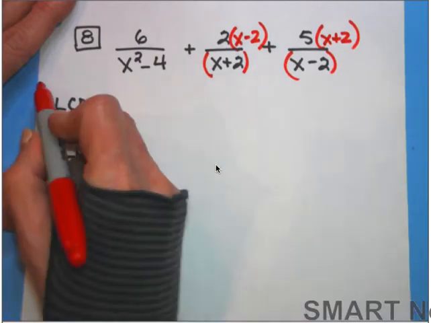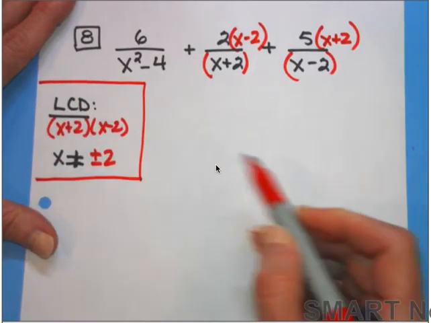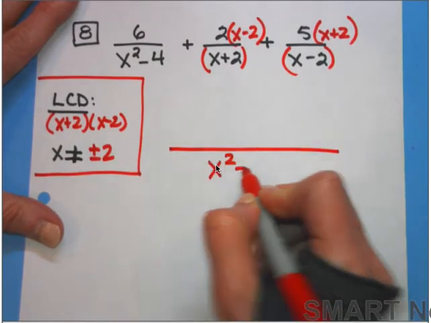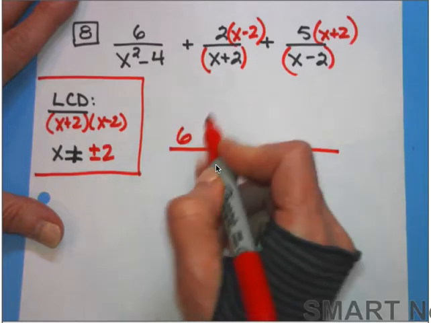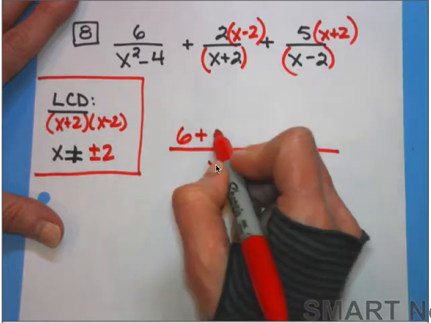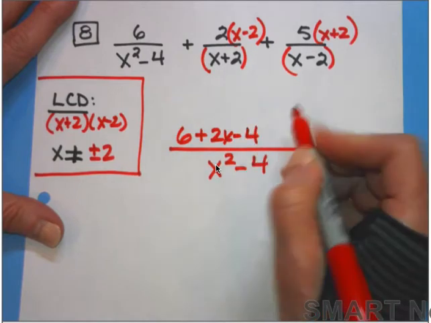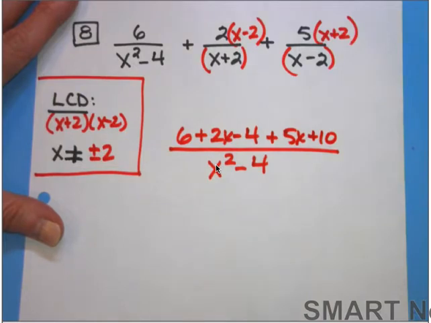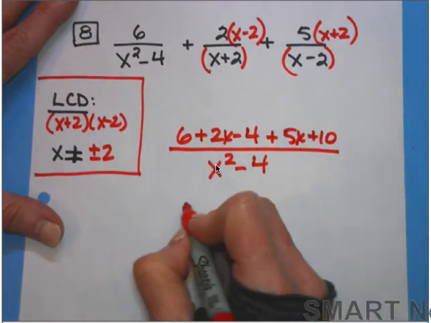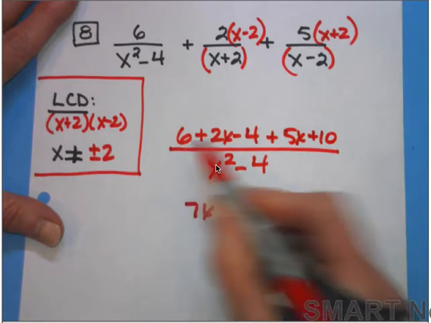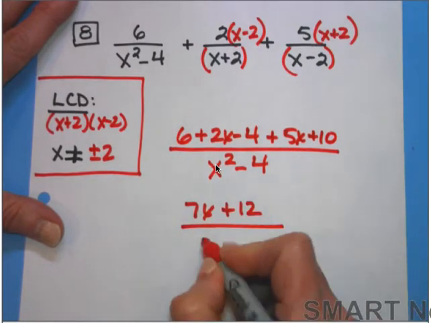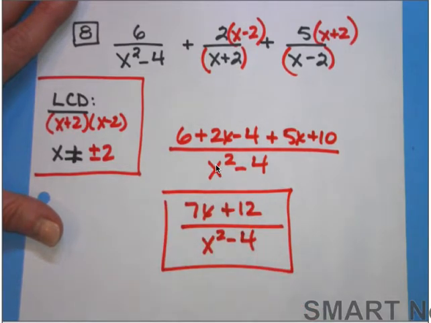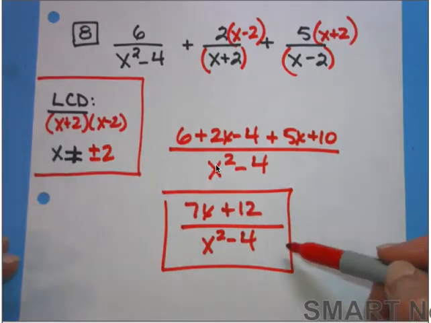I'm not going to waste time and paper by copying all of that, but I will move down here and give myself one large fraction. My common denominator is x squared minus 4. My new numerator, I'll just roll across, distributing the 2 and distributing the 5. Now combining like terms, I'm going to have 7x plus 12. You can just leave the common denominator in its multiplied form. 7 and 12 do not share any factors in common, so this would be your simplified answer.